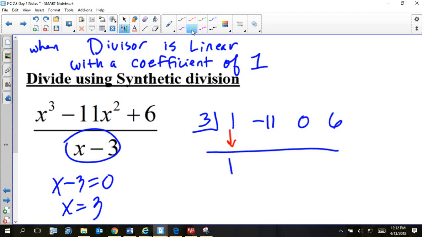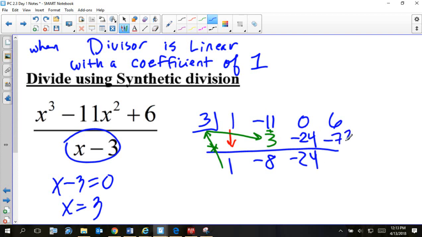You always bring down the first coefficient. Then it is multiply 1 times 3, put the answer underneath negative 11, and add negative 11 plus 3. Now we will continue this process. I'm going to take negative 8 times 3. I caught myself, sorry. Negative 24. Add that to 0, negative 24. Then we multiply. Negative 24 times 3, negative 72. Write that under, add that to 6, and we get negative 66.